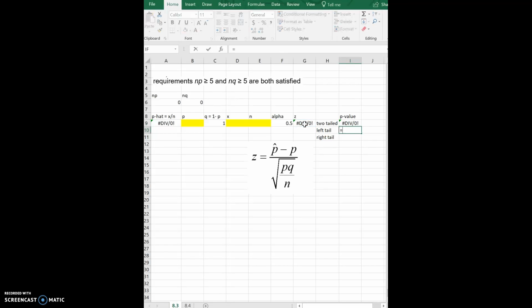For your left-tailed distribution, you just need equals norm.s.dist. It's always calculating from the left, just your z, comma, true. And your right-tailed distribution is 1 minus norm.s.dist, z, comma, true. And there you go. So now, every time you have a problem, you just have to fill in p, x, and n. And I got all of the other formulas through this, or through what I knew about Excel and what you previously know about Excel.